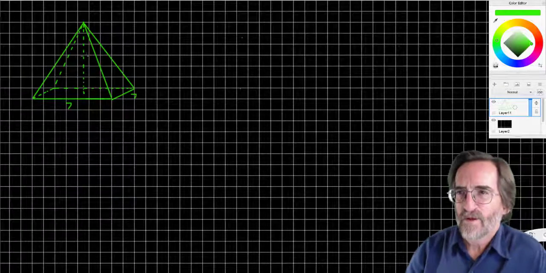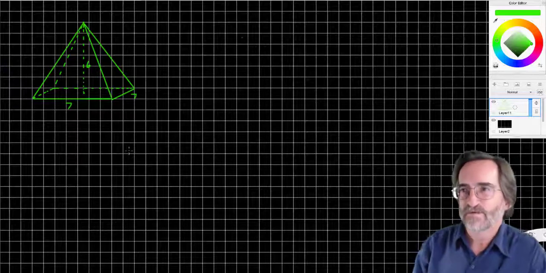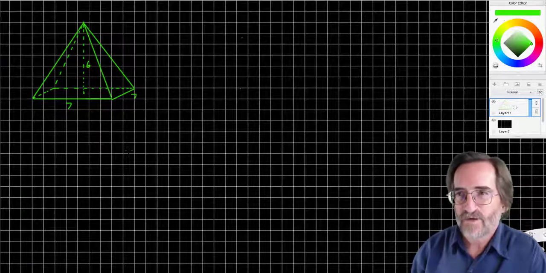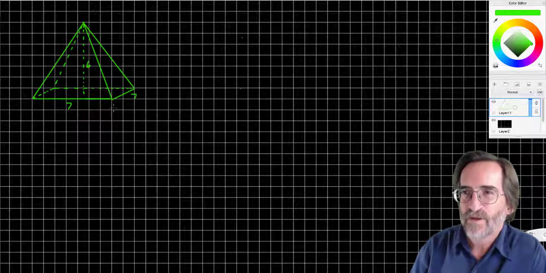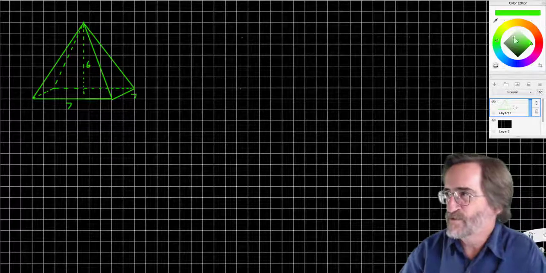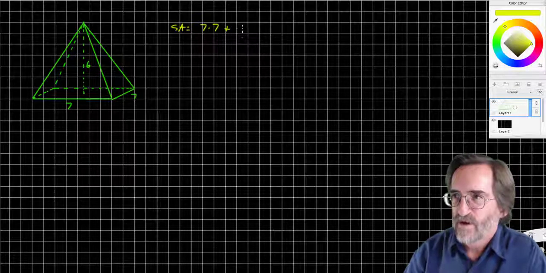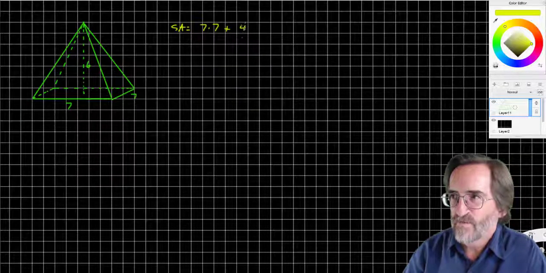The height here appears to be 5. I'm going to make it 6. I think I actually drew it 6.5, but let's make it 6. So it's a 7 by 7 by 6 pyramid: 7 by 7 base, 6 units tall. We want to find the surface area. So the surface area is the area of the base, which is 7 times 7, plus the lateral area. Now the lateral area is made up of triangles, and there are 4 of them.